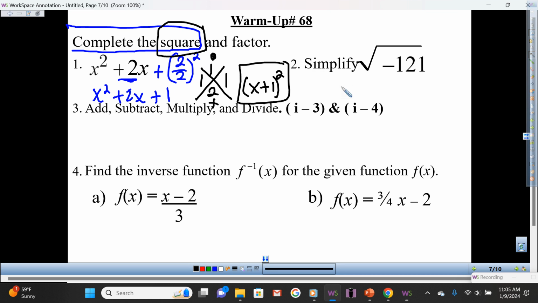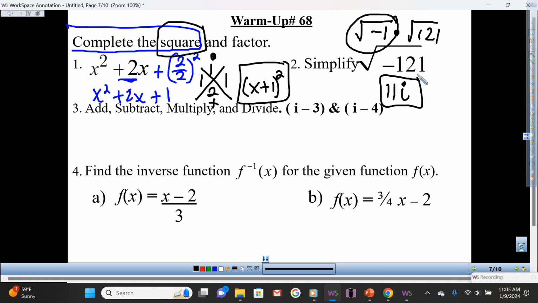Number 2, I'm going to go through this process for the sake of people that just joined us. Square root of -1 times square root of 121. That's how you break that down. Since there's no such thing as the square root of a negative number, we write that as an i for imaginary, because it's not real. So what is the square root of 121? 11, so this is 11i. Hands up if you got that by yourself. Yeah, by now we should be able to do that.